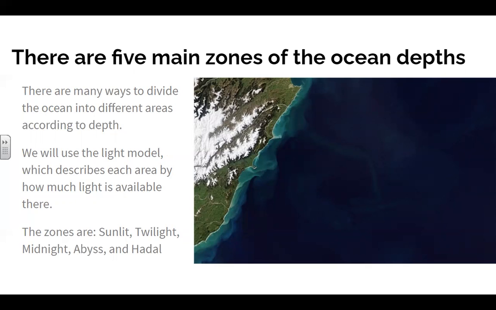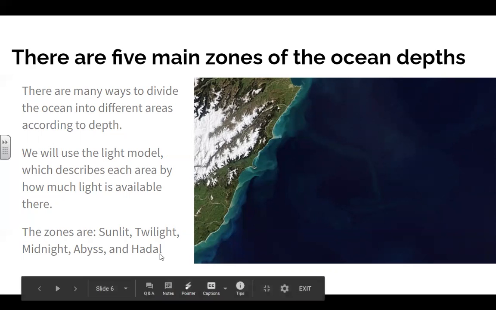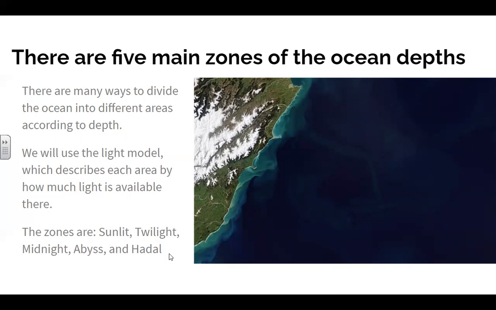Okay. There are the 5 different zones: Sunlit Zone, Twilight Zone, Midnight Zone, Abyss, and the Hadal Zone. Some people say Hadal. Yeah, I've heard it said both ways.